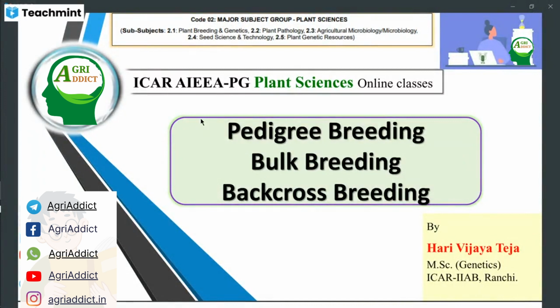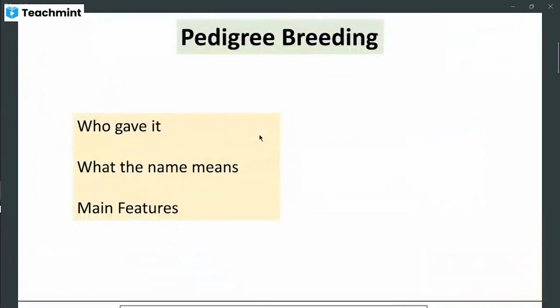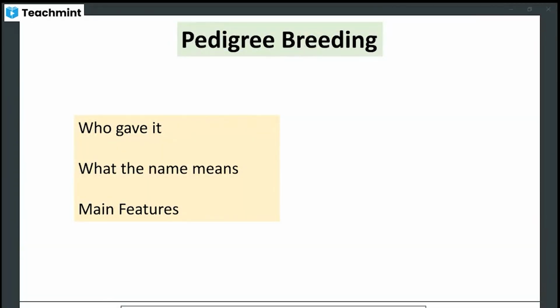With the ongoing plant breeding sessions, today we will be seeing other different types of breeding methods, such as pedigree breeding, bulk breeding, and backcross breeding programs. So, let us start with pedigree breeding. Before directly jumping into what is pedigree breeding, what is its procedure, and how we will be proceeding, we will see what the name pedigree means.